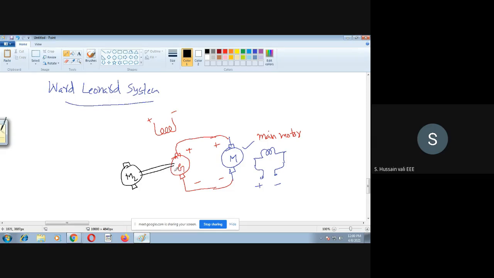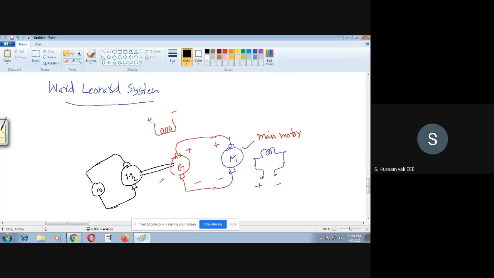So the mechanical energy is coming from another motor. Maybe it is an AC motor or a DC motor. Let me take the case of an AC motor, say an induction motor or some other kind of motor. We give AC supply to the motor, then that motor will run, and its shaft is connected to the generator. So you are giving mechanical energy to the generator, and you also have a field winding on the DC generator. So the generator will generate electrical energy, and that electrical energy will go to the motor whose speed we have to control.